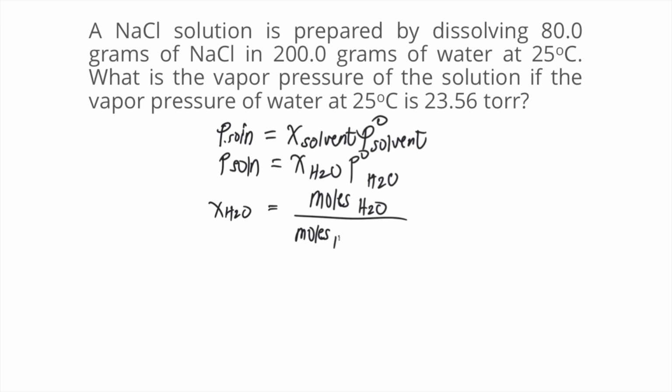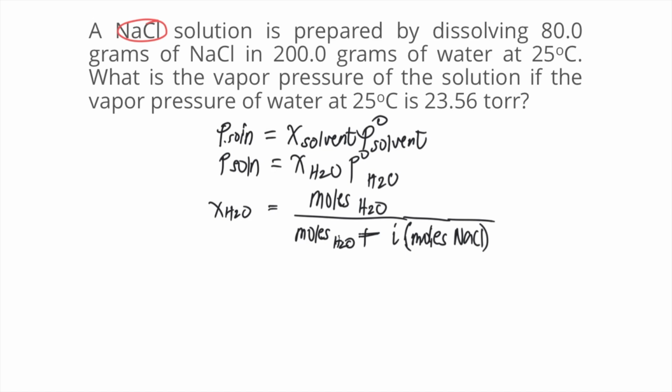the moles of H2O plus the Van 't Hoff factor times the moles of NaCl. You might be wondering, why do we need to add the Van 't Hoff factor into the equation? Because if you look at the problem, our solute is NaCl.